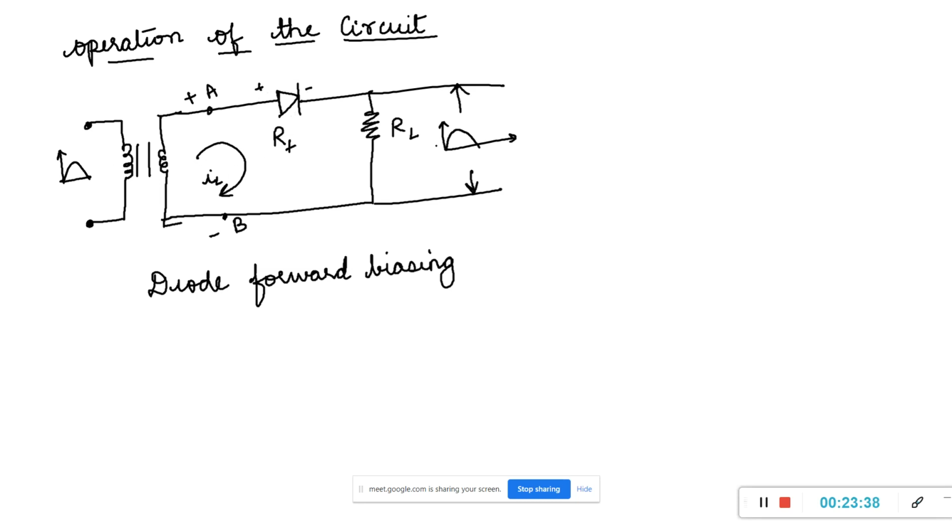The current will flow for the full positive half cycle, and this current also flows through the load resistance RL, hence it is denoted as IL. So during the positive half cycle, the diode conducts and the current flows in the clockwise direction. Whatever the current was here, the same current will come here. The same output appears when the diode is forward biased. Next circuit, when it is reverse biased.